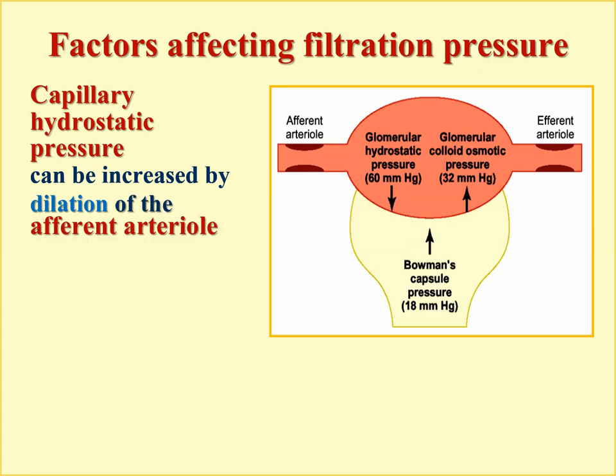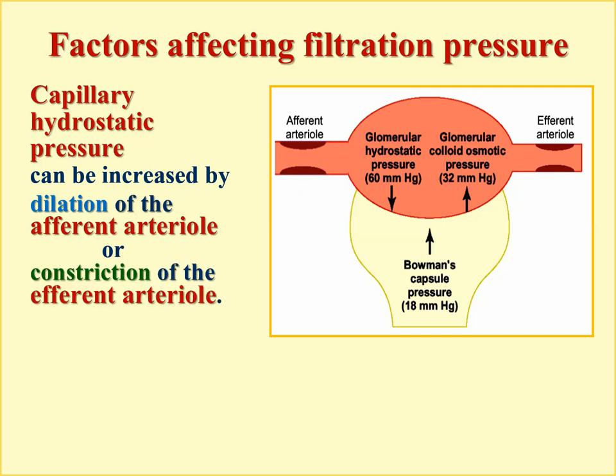First, capillary hydrostatic pressure can be increased or decreased. For example, it can be increased by the dilation of the afferent arteriole. If this arteriole is dilated, it allows more blood to flow into the glomerulus, and thus glomerular volume and pressure increase. Also, it can be increased by the constriction of the efferent outgoing arteriole, and if it's constricted, outflow is obstructed, it becomes less, and again filling of each glomerulus becomes higher and pressure increases.